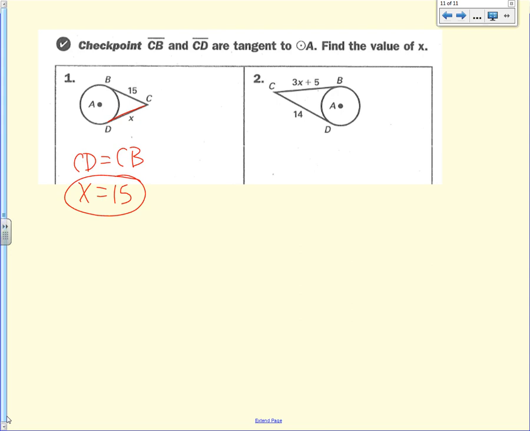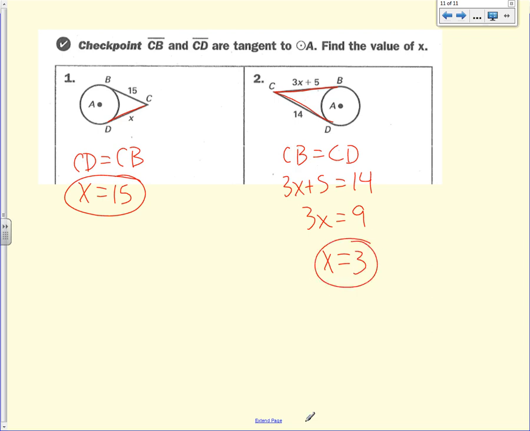If we take a look at the next one, we know CB is congruent to CD. So we know 3x plus 5 is equal to 14. Minus 5 from each side, and you get 3x is equal to 9. Divide by 3, and we get x is equal to 3.